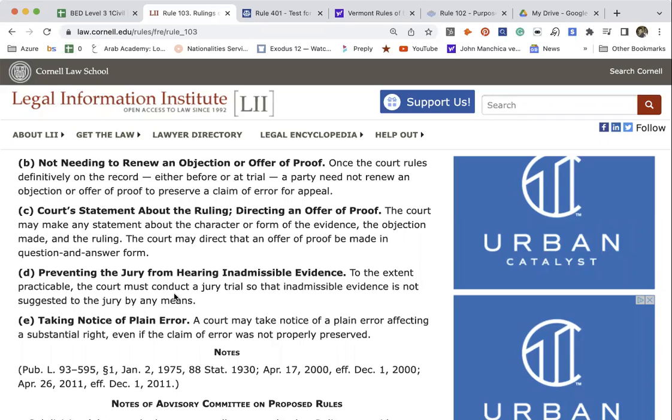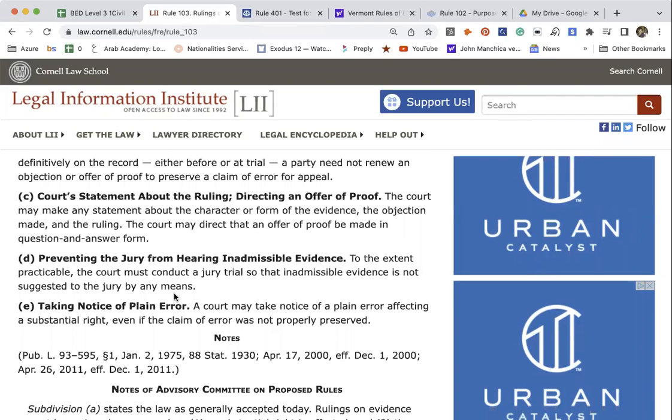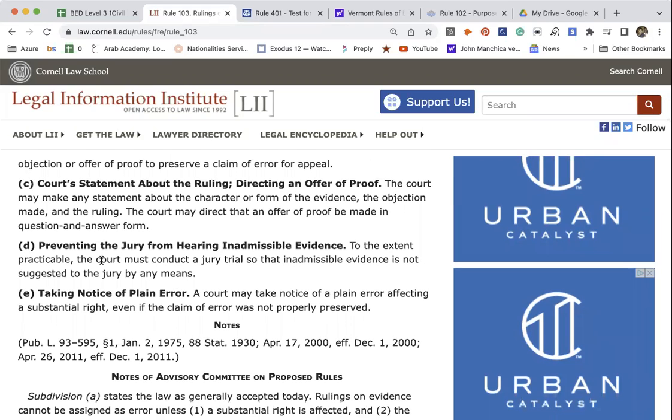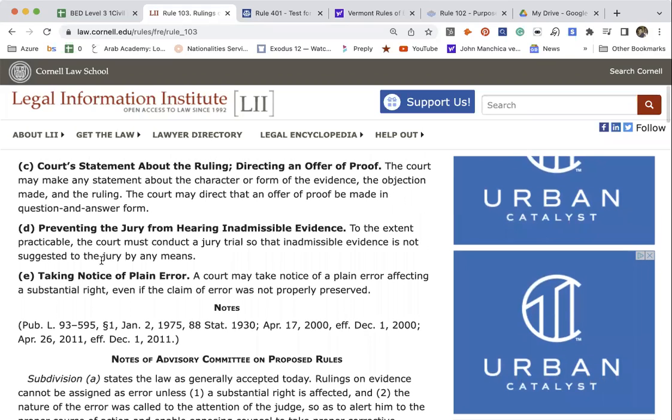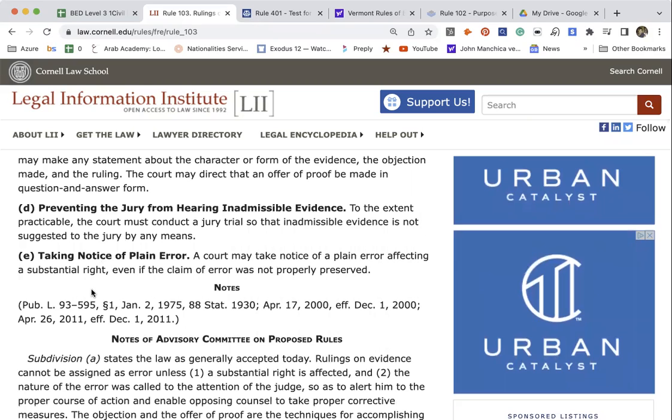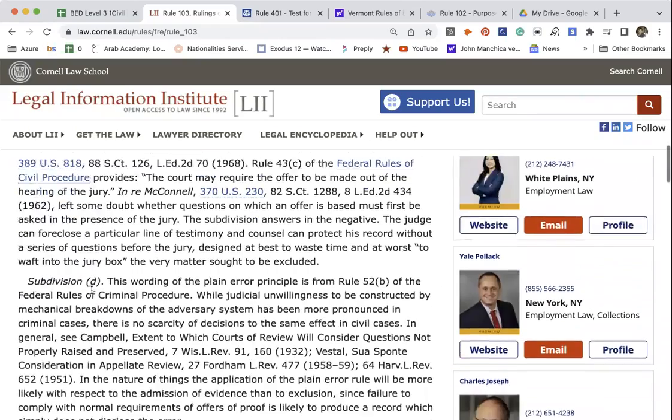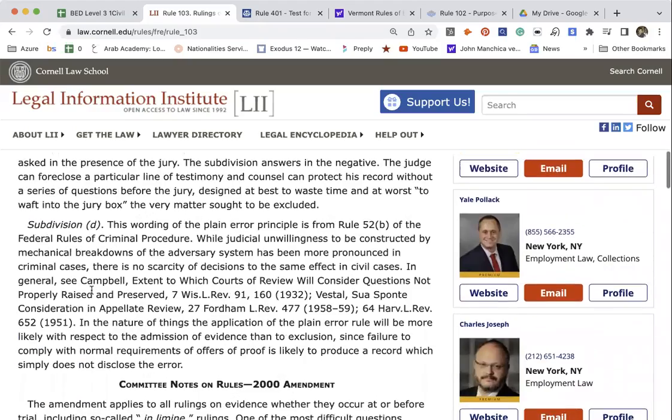D, preventing the jury from hearing inadmissible evidence to the extent practicable. The court may conduct a jury trial so that inadmissible evidence is not suggested to the jury by any means. And E, taking notice of plain error. A court may take notice of plain error affecting a substantial right, even if the claim of error was not properly preserved. All right, so here are the changes.